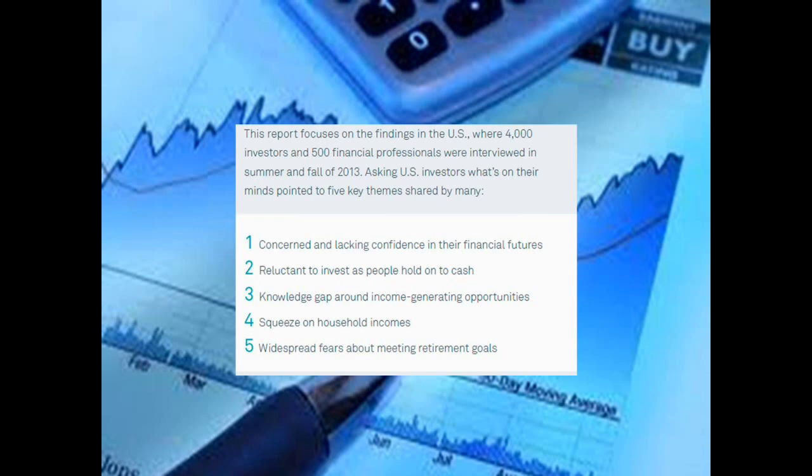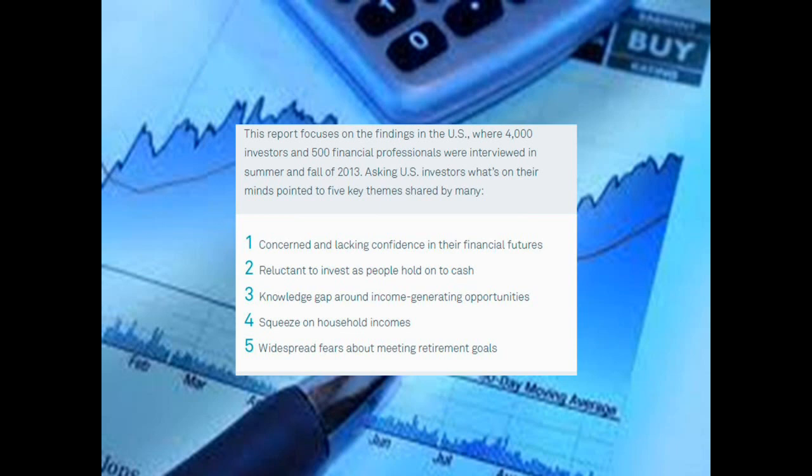Now, it's an international survey, but what they've done in this report is condense that larger survey down to just focus on the findings here in the United States for U.S. investors. And they surveyed 4,000 investors and 500 financial professionals through the summer and fall of last year, 2013, asking investors what was on their minds. And what came out from this survey of 4,000 investors were 5 major concerns.